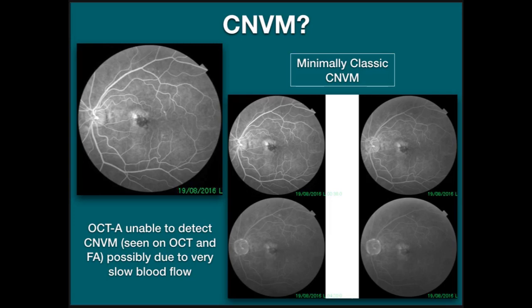Now, I believe the OCT angiography was unable to detect the membrane because of slow blood flow in it. Remember, the patient didn't present with sudden vision loss. It must have happened progressively and slowly, and it may be a very slowly leaking membrane, and therefore the OCT angiography was not able to detect blood flow within those vessels that we could see through regular OCT and regular fluorescein angiography. So OCT angiography is not foolproof. It will not pick up slow blood flow or pooled blood flow very well.